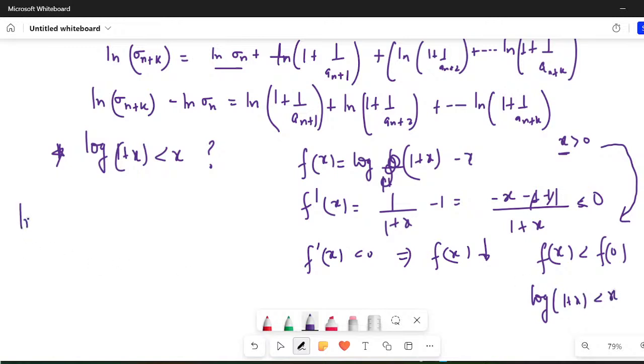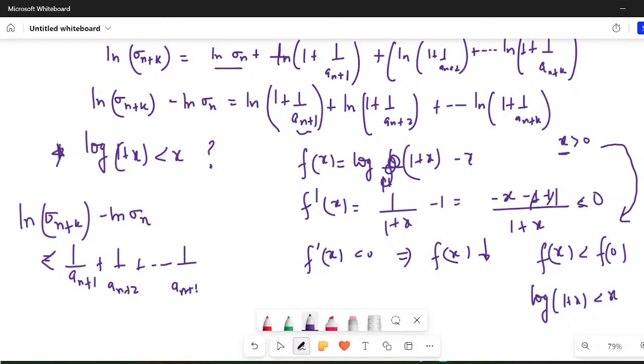So now if you just see what is ln sigma (n plus k) minus ln sigma n, it would be equal to ln of (1 plus 1 upon a_(n+1)). Certainly it is less than x, so here this is x, so I'll get less than 1 upon a_(n+1), then 1 upon a_(n+2), and so on, at the last 1 upon a_(n+k).